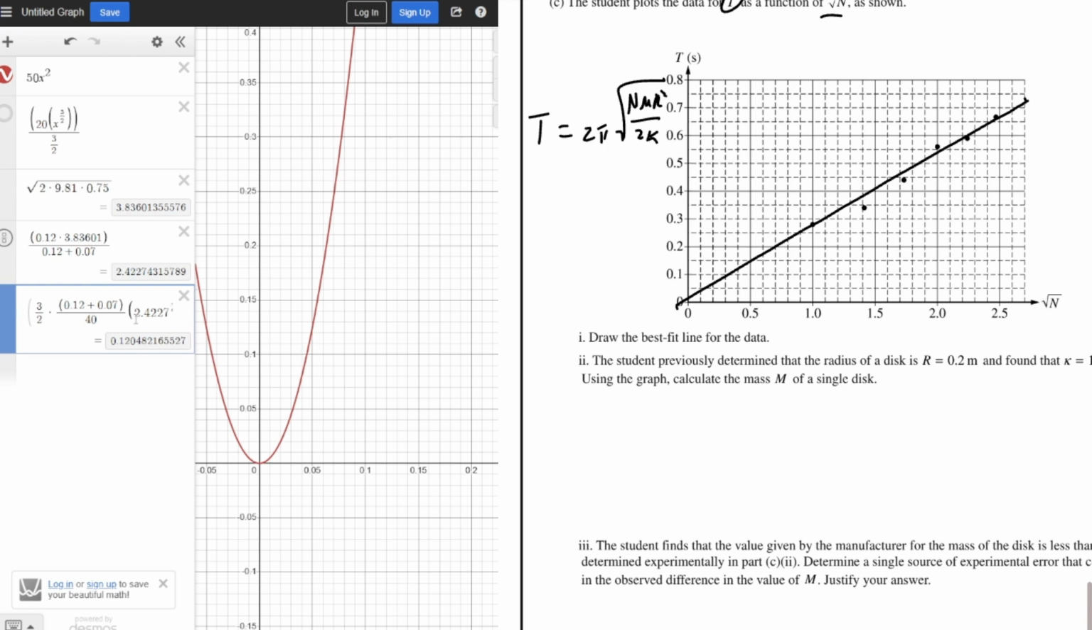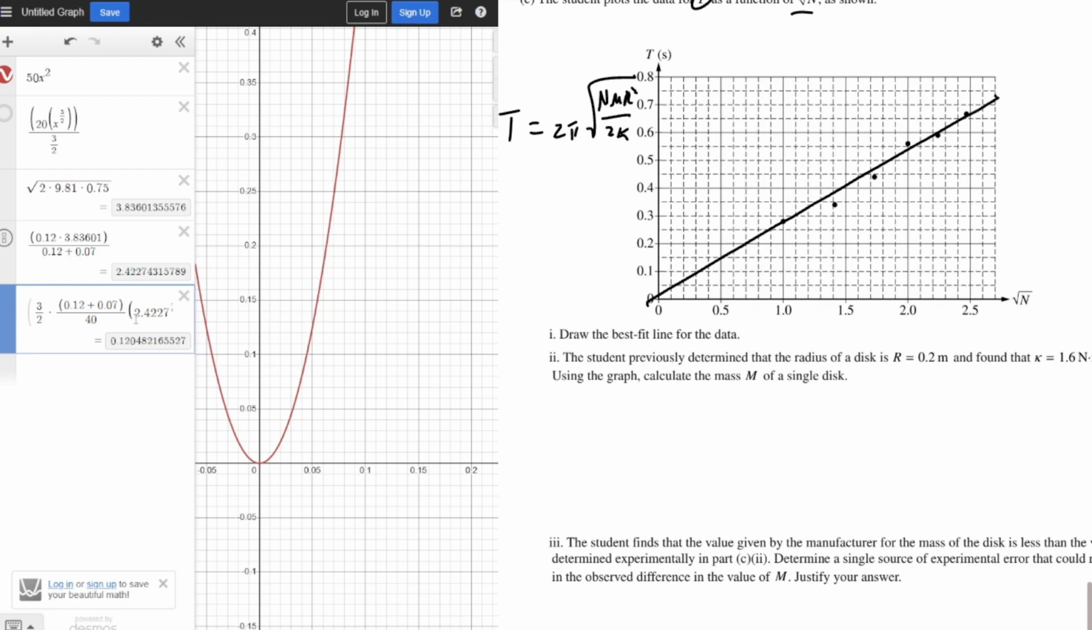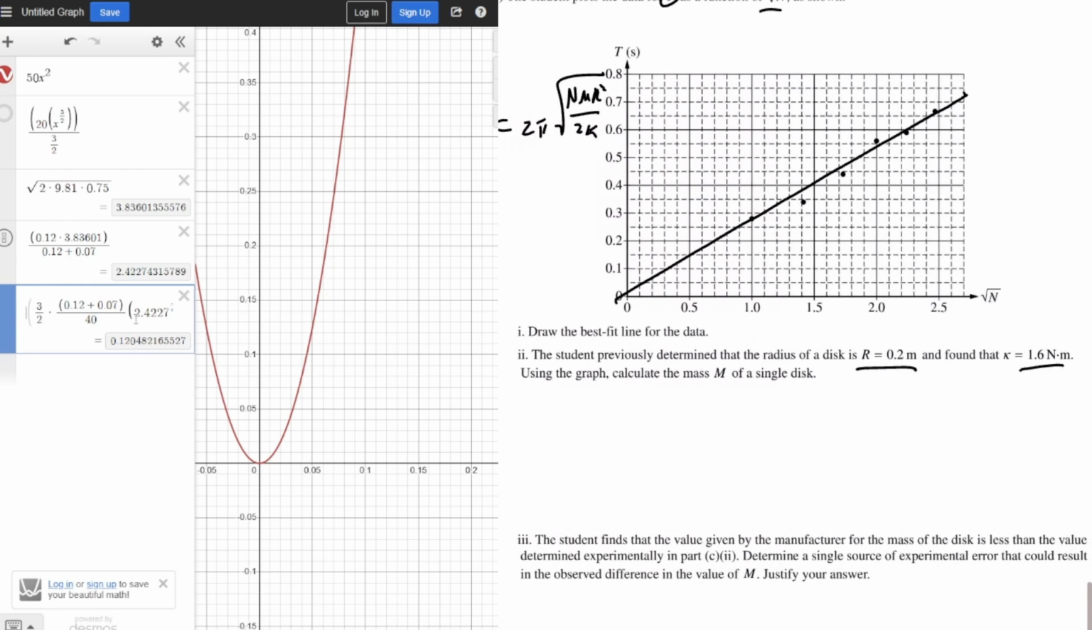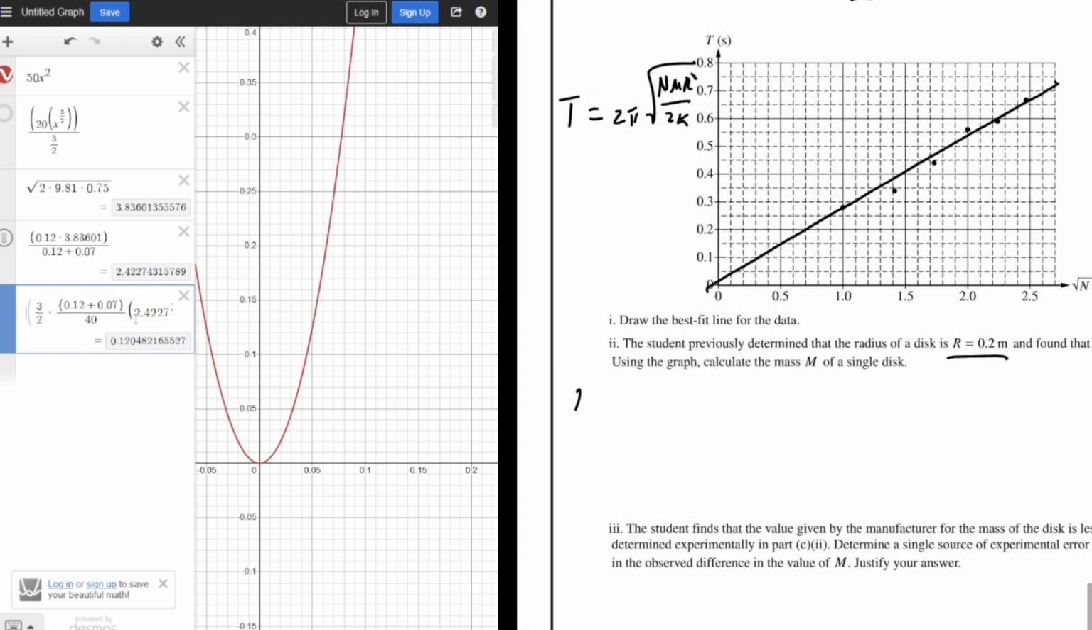All right. So the student previously determined that the radius of a disk is 0.2 meters and that kappa is 1.6 newton meters. Using the graph, calculate the mass m of a single disk. So this is a linearization problem. What we need to do is rewrite this equation that we were given in the form of y equals mx plus b. And there's no plus b in this equation, so it's just y equals.